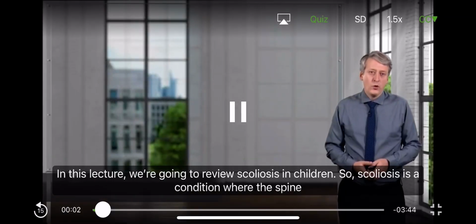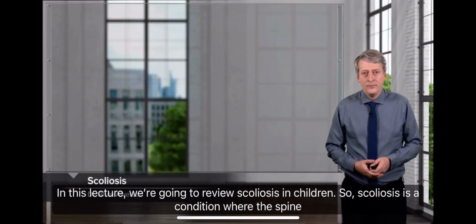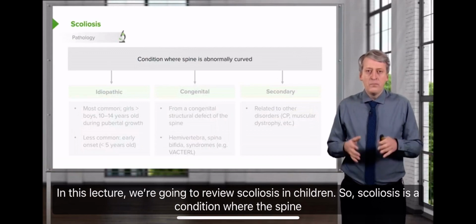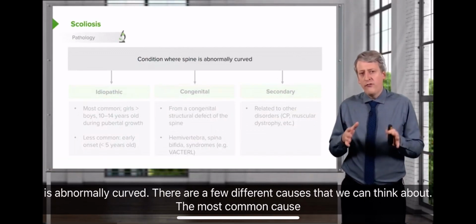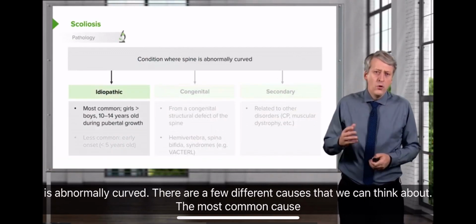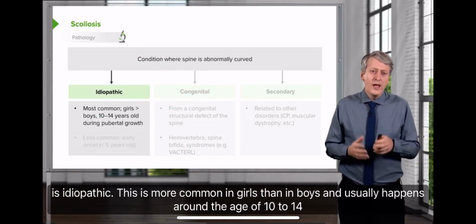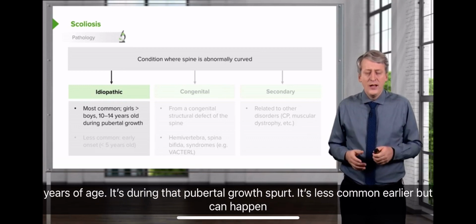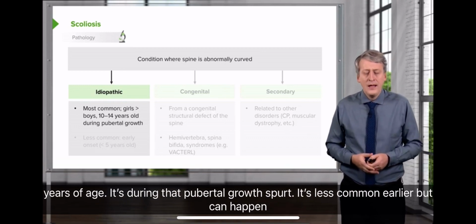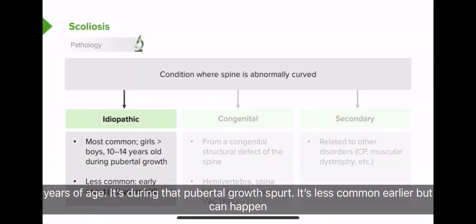In this lecture, we're going to review scoliosis in children. So scoliosis is a condition where the spine is abnormally curved, and there are a few different causes that we can think about. The most common cause is idiopathic. This is more common in girls than in boys, and usually happens around the age of 10 to 14 years of age. It's during that pubertal growth spurt. It's less common earlier, but can happen.